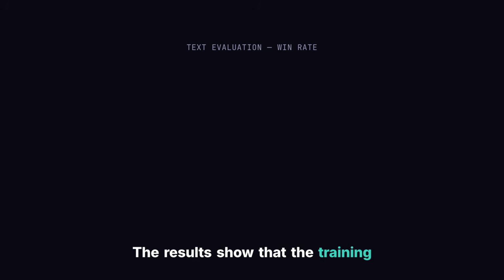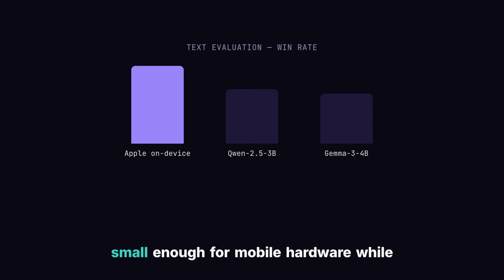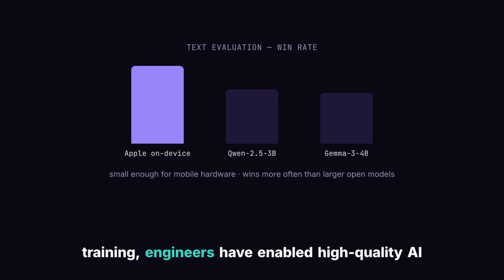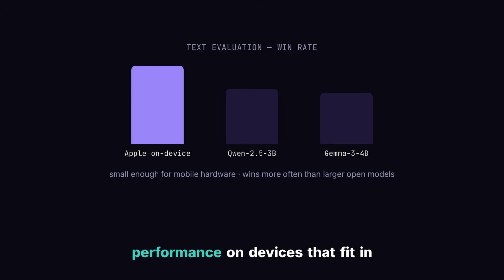The results show that the training pipeline produces a model that is small enough for mobile hardware while maintaining higher win rates in text evaluation than many larger open models. By integrating hardware architecture with specialized training, engineers have enabled high-quality AI performance on devices that fit in a pocket.